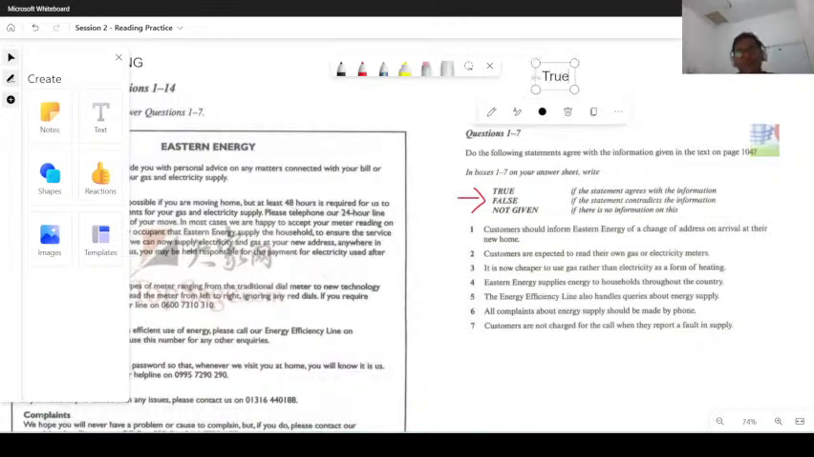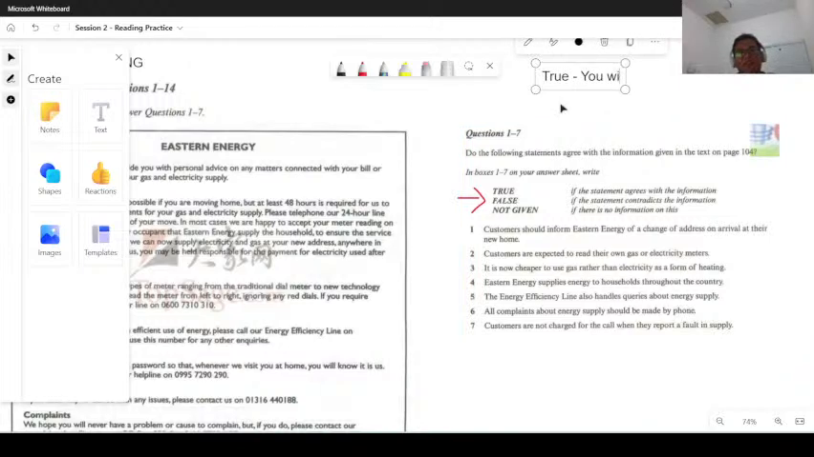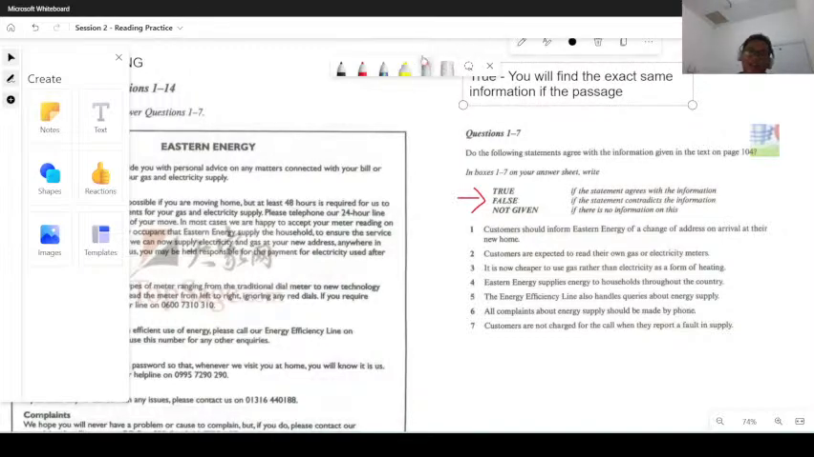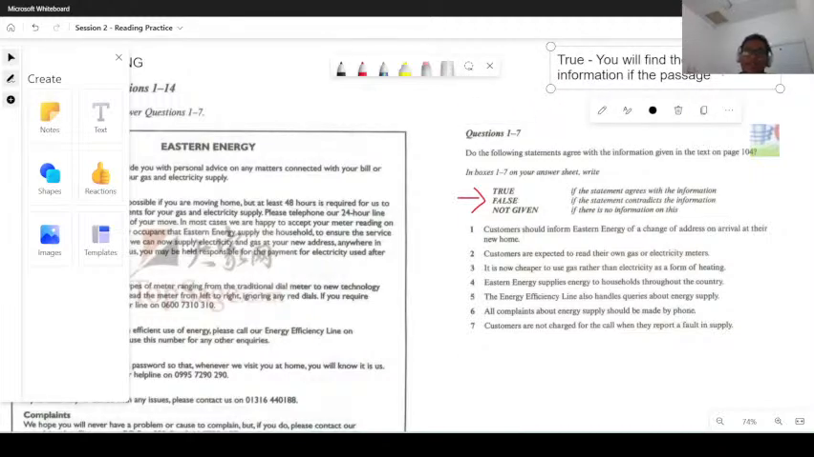When you choose True, you can see it says there, if the statement agrees with the information. What does that actually mean? If it's true, you will find the exact same information in the passage. Absolutely the same, right? Whether it's paraphrased, whether you find synonyms, etc. It won't be any different.